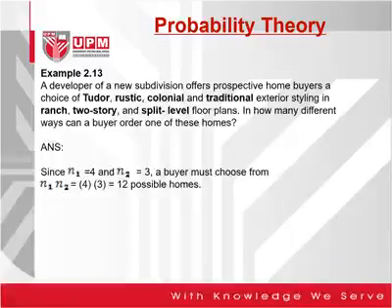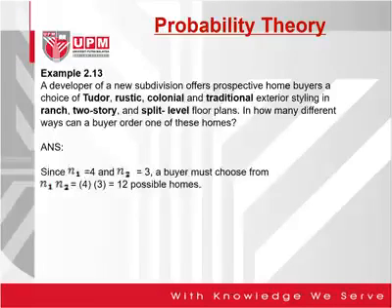Okay, so now example 2.13. A developer of a new subdivision offers prospective home buyers a choice of Tudor, rustic, colonial, and traditional exterior styling in ranch, two-story and split-level floor plans. Don't ask me what a Tudor is. You just need to know that there are two different events. One you have 4 choices, the other you have 3 choices.